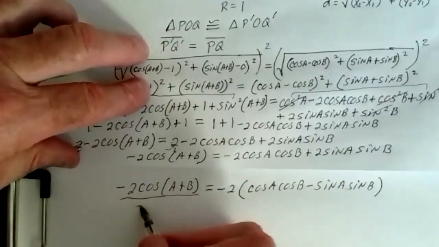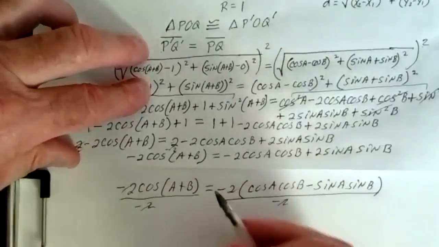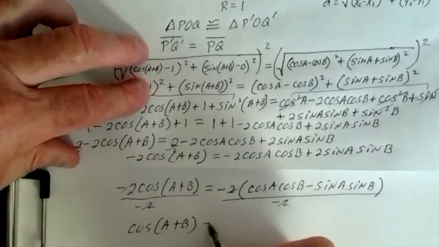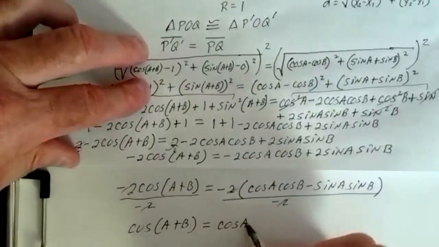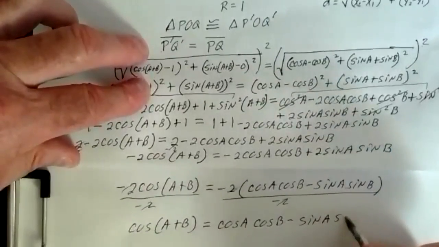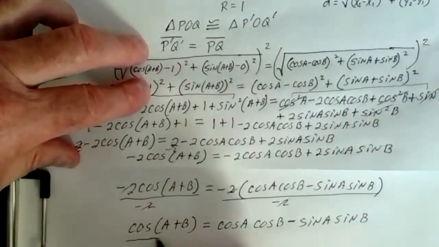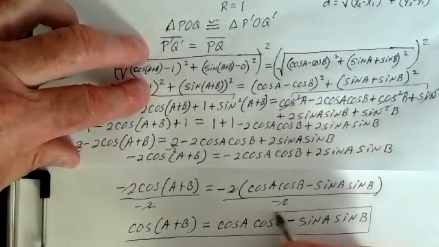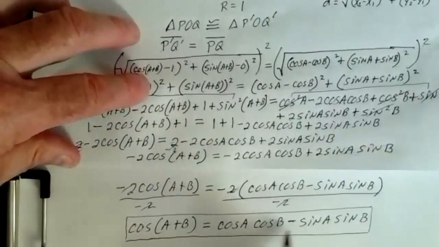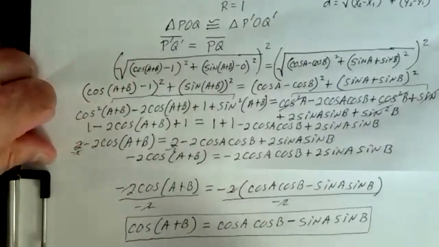Dividing both sides of our equation by -2, the -2's drop out. And we're left with cosine of A plus B is equal to cosine A times the cosine of B minus the sine of A times the sine of B, and we are done. We have derived, ladies and gentlemen, the sum identity for the cosine function. So cosine A plus B is equal to cosine A times cosine B minus sine A times sine B. That is the complete derivation of this identity.